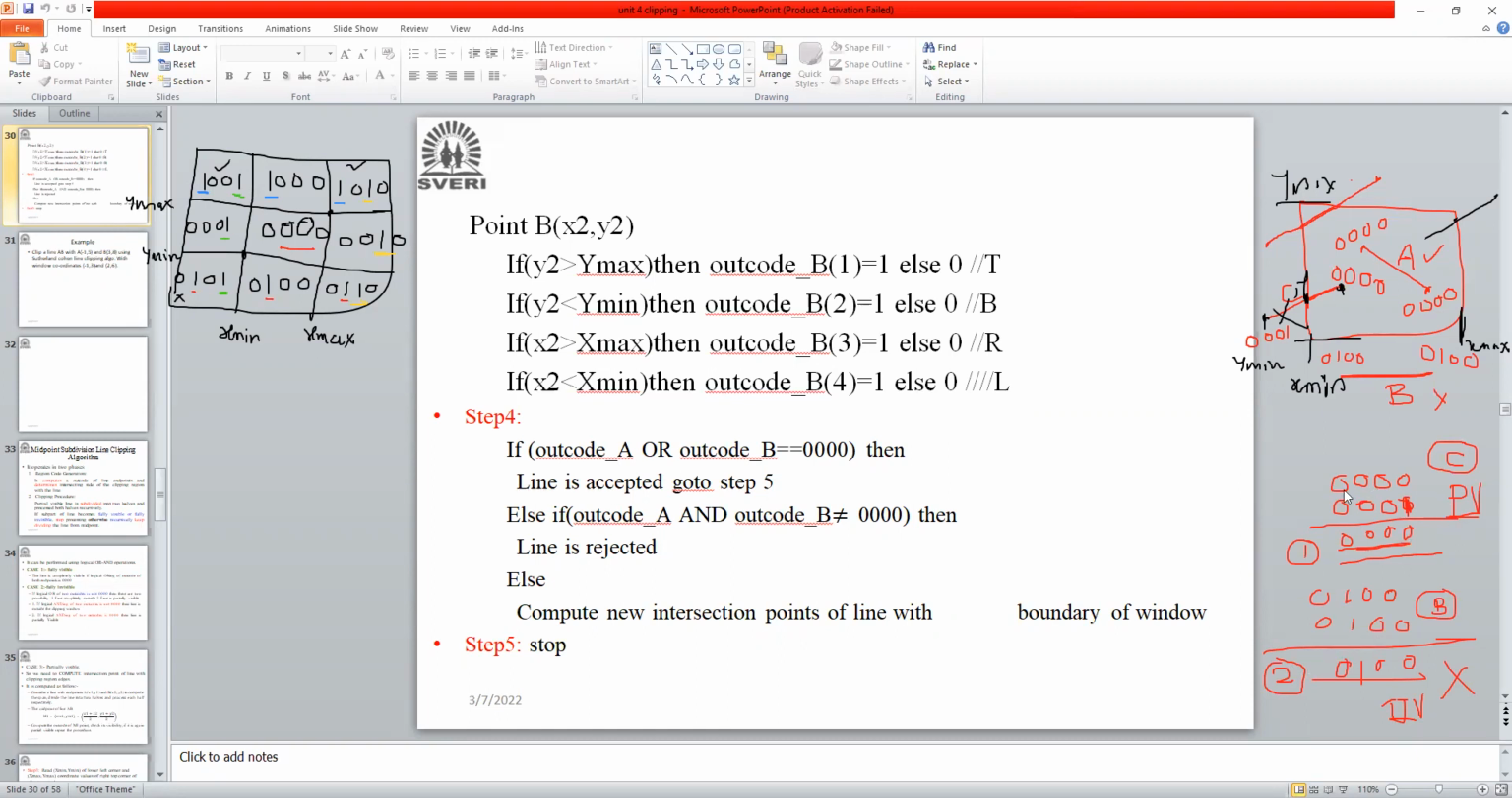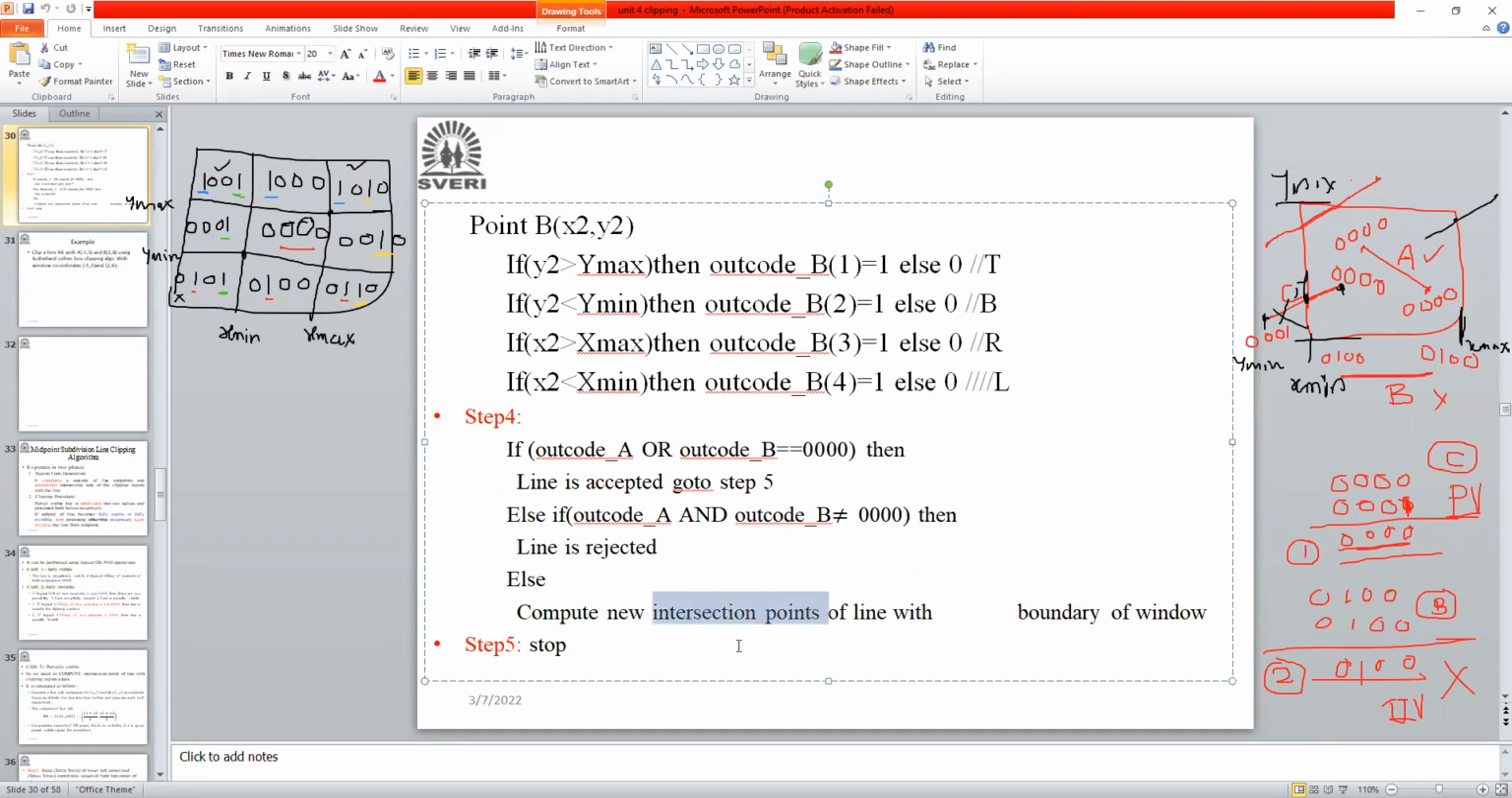Else, this particular portion comes, where the line is partially visible. So you have to compute the intersection point of the line with the boundary of the window. Once we get that the line is partially visible, we will find out the intersection point of the line with the window edge. And then we will discard the remaining portion.